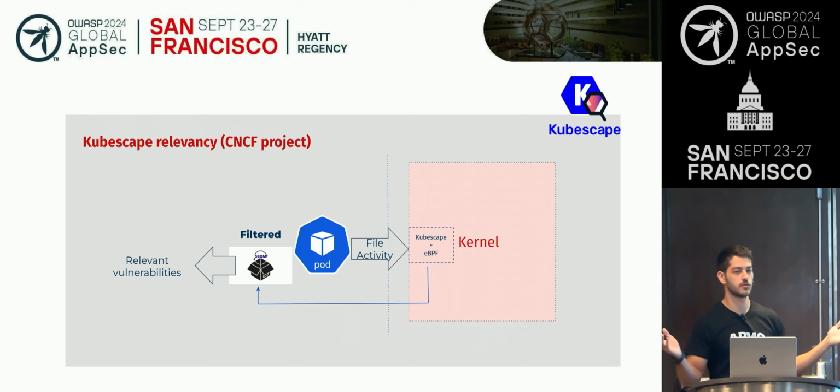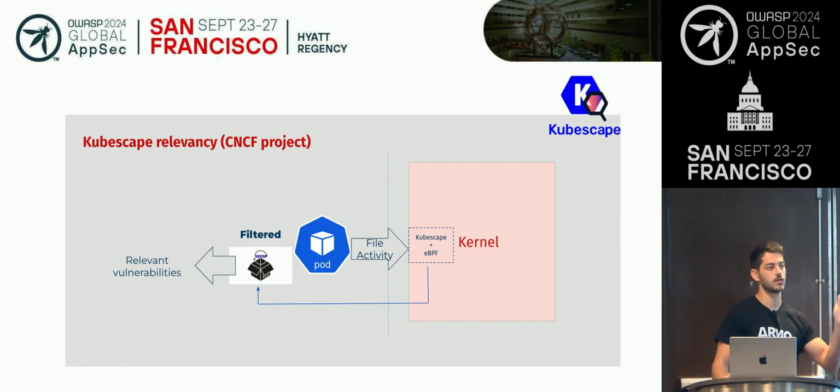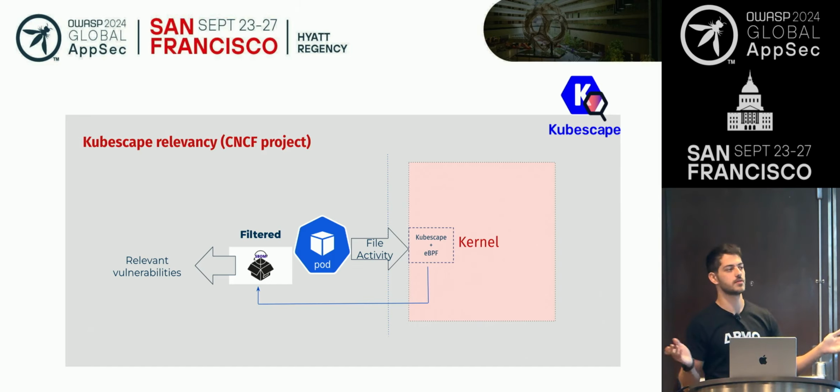SBOM is the software bill of materials, right? Once you have the SBOM of a container, you can understand all the software packages that are installed in the container, in that image, and then generate a list of CVEs.